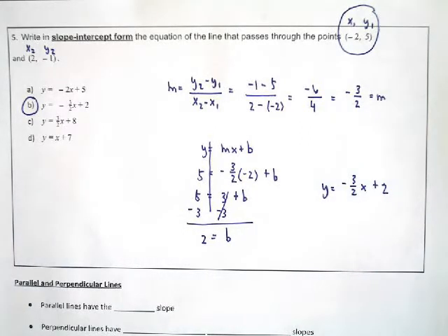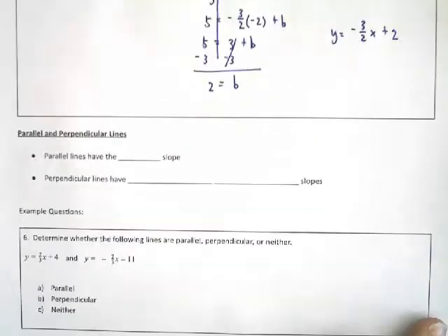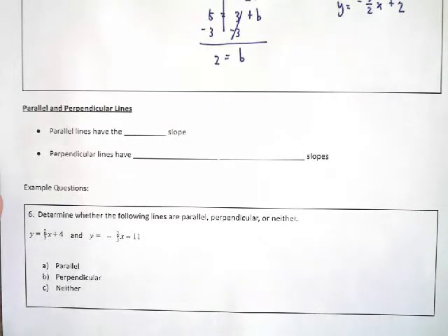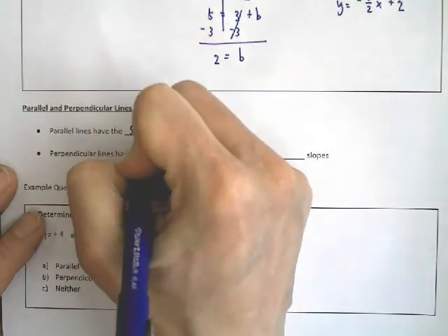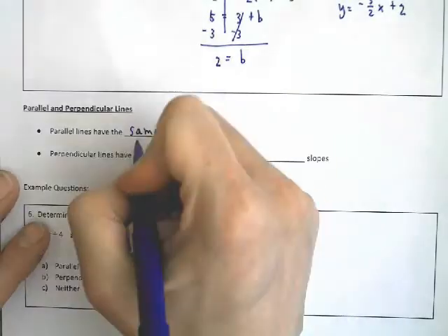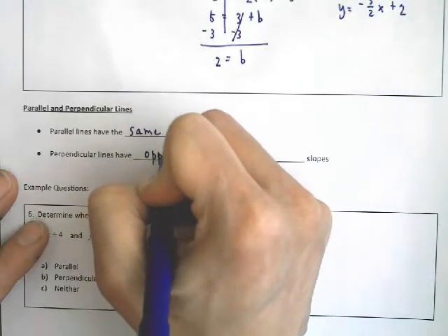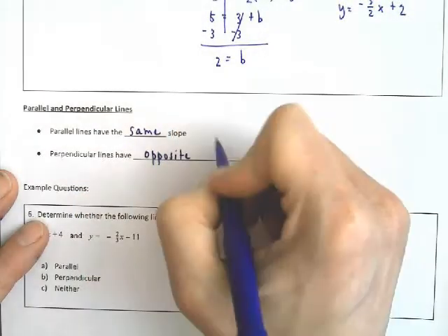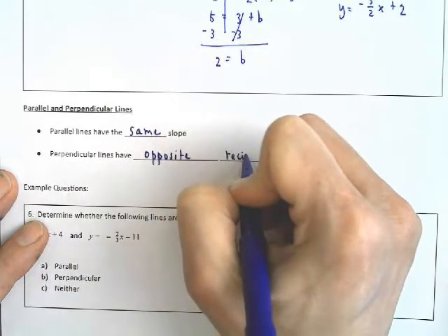All right, now the last part of this chapter had to do with parallel and perpendicular lines. Important thing to remember here is that parallel lines have the same slope and perpendicular lines have opposite reciprocal slopes.